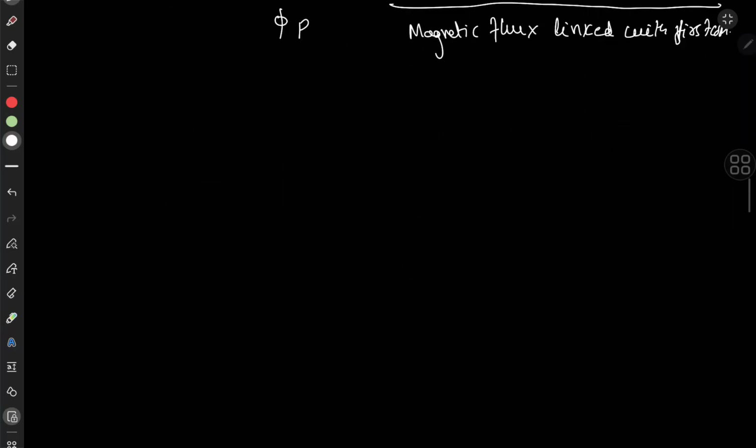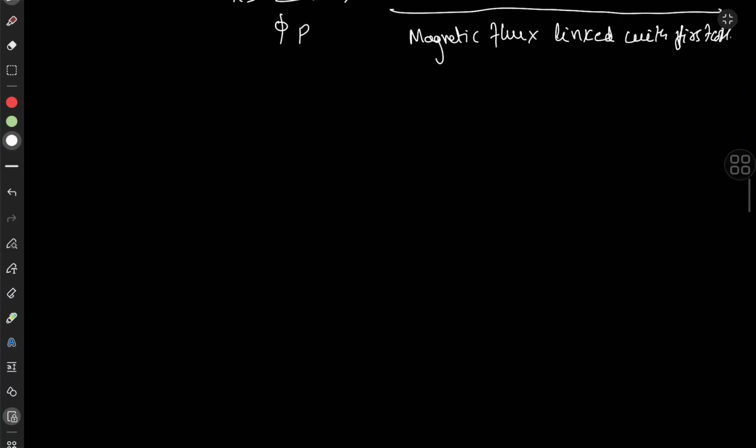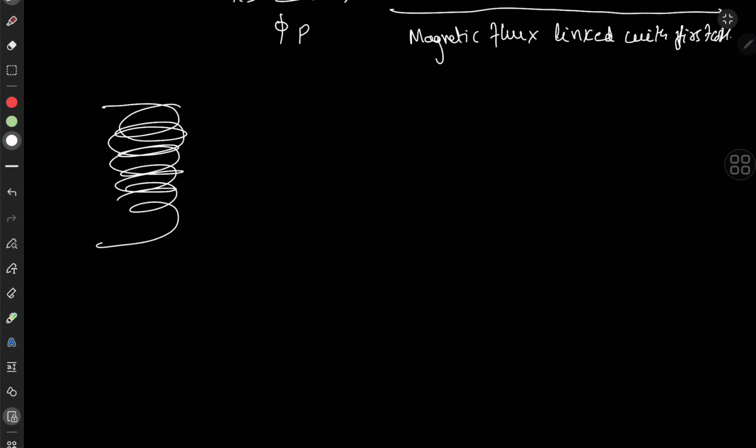For example, you are having a coil like this and another coil like this. Then the coupling constant between them, we can say K is equal to exactly 1, because all the magnetic field produced by the first coil will link with the second coil. That's why the coupling constant will be 1.